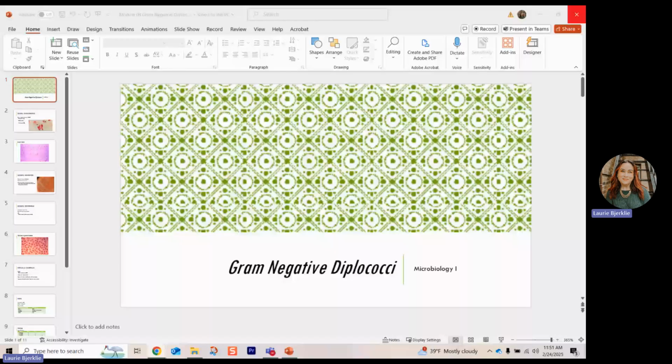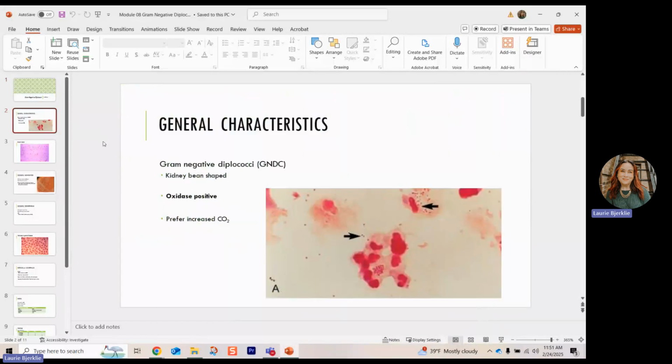Welcome to week 8. So this week we are focusing on gram-negative diplococci. The nice thing is it's going to be a short little lecture, so not as many organisms to learn this week as there has been in other weeks. So the world of gram-negative diplococci for what we need to know is pretty small, which is kind of refreshing as we're getting toward the end of the first half of microbiology.